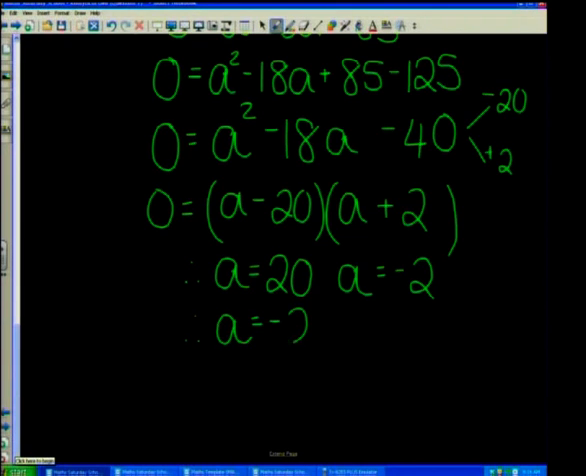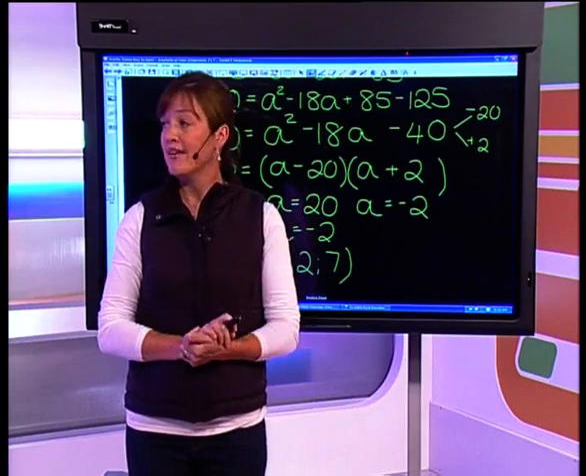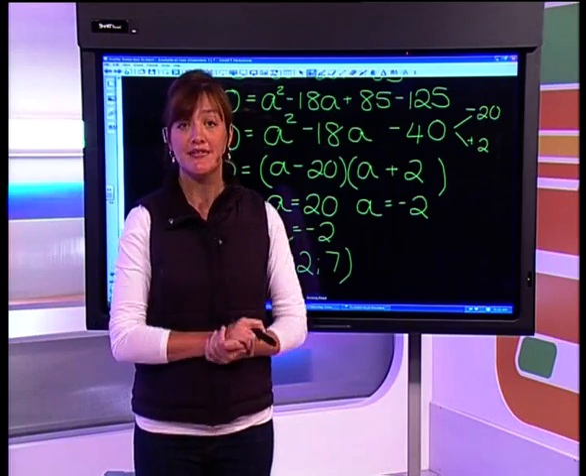So therefore we are going to say that our value for a is negative 2, giving us the coordinates of point N as negative 2, and the y value was positive 7. Right, and that's that question done. We're going to take a short break and we're going to carry on with the rest of that question afterwards.